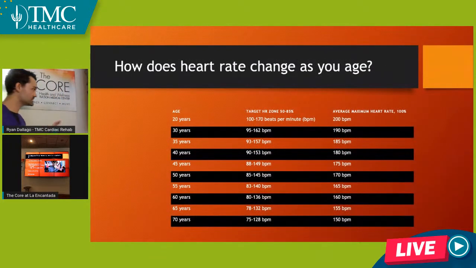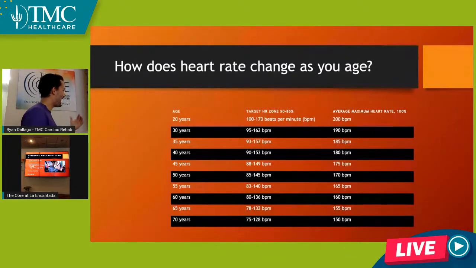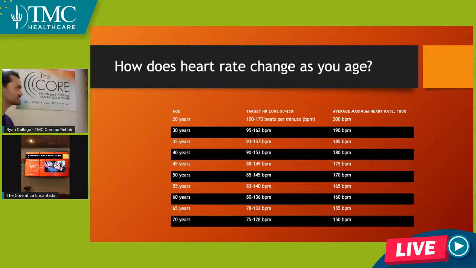I included this because I wanted to show you guys just a general rule of thumb. As you get older, you can see the heart rates start to decrease. At 30 years old, your max heart rate in theory is about 190. At 70 years old, in theory, that heart rate's going to be about 150. So just kind of use that as you start to plan your exercise.